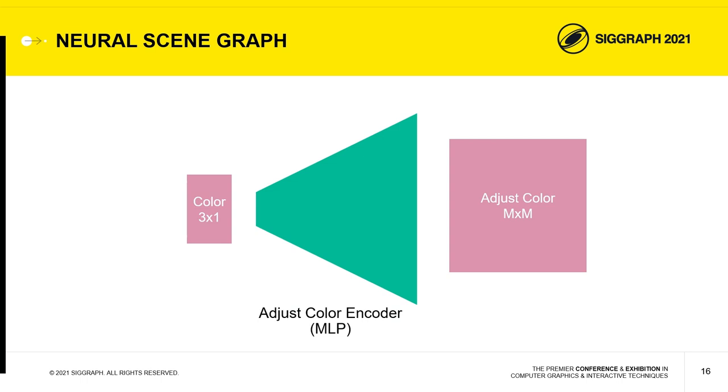Using this type of a setup, for every type of transform that we possibly want to use, we need one MLP that takes that transform's parameters and creates this larger transformation matrix, which can be used to multiply the representations.